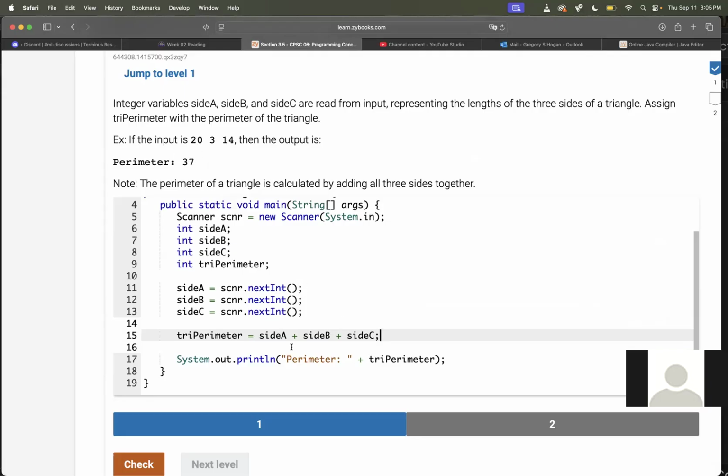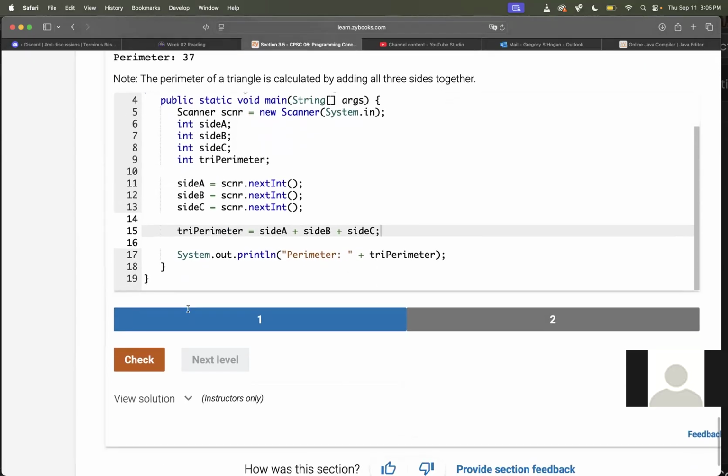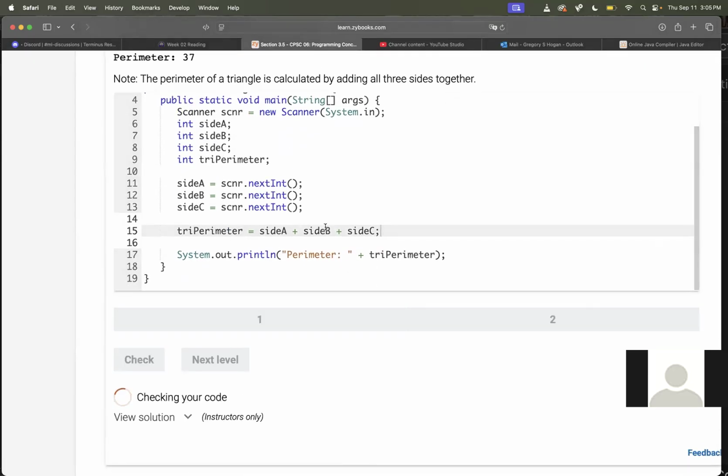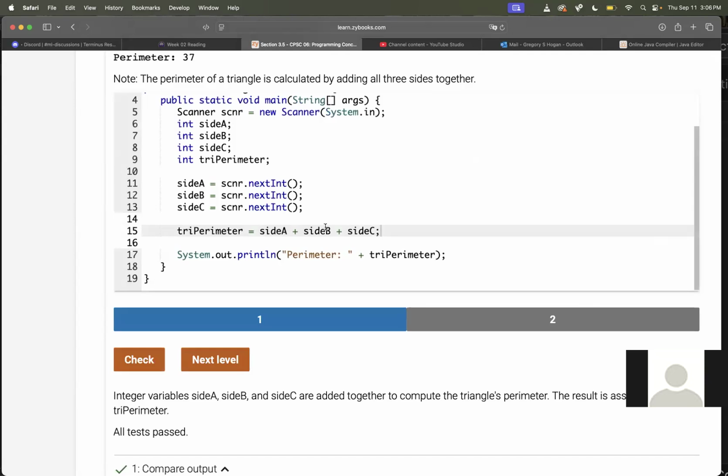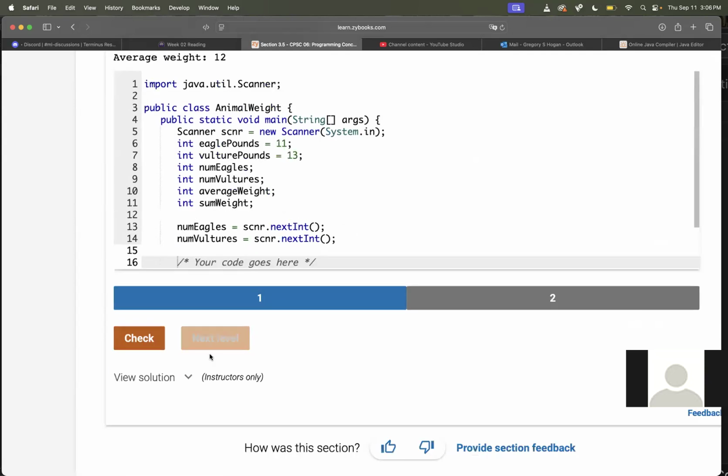But we're not asked to print it out because they printed it out. We just needed to do what it said, which was assign triperimeter with the perimeter of the triangle. So just add up the sides. And we got it. Let's do the next one.